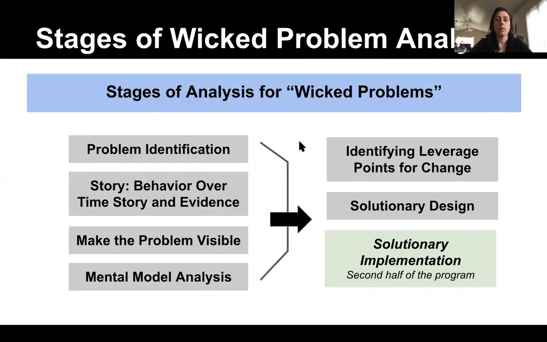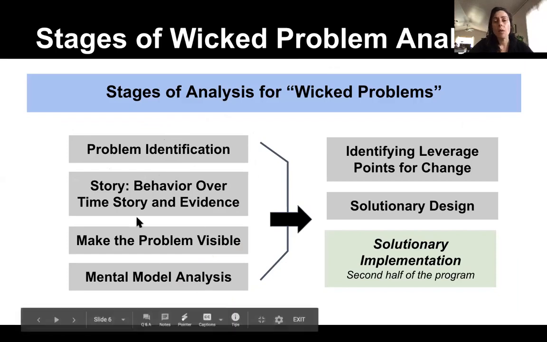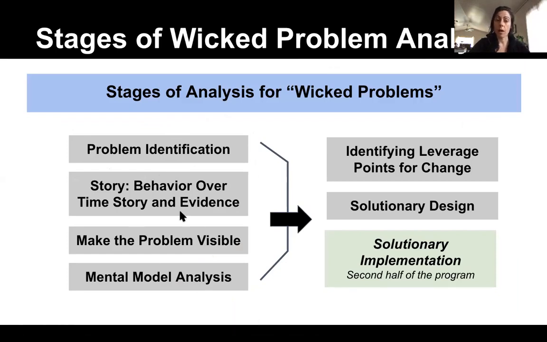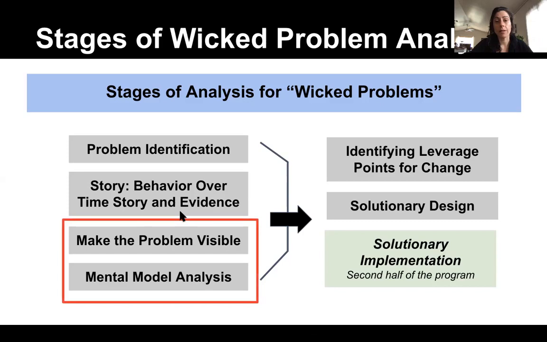So what are the stages of wicked problem analysis? Usually you'll take people through some sort of problem identification. You'll say, here's what we think the problem is. Let's look at that story over time. So that's claim, evidence, reasoning. But now we're going to add these new elements of making the problem visible and doing some mental model analysis.